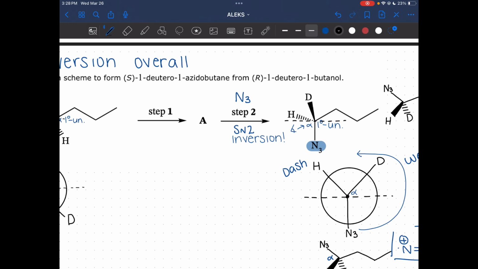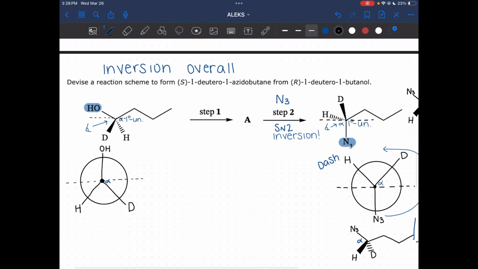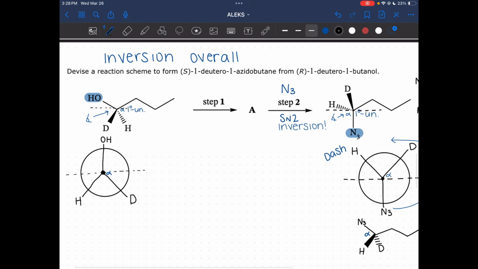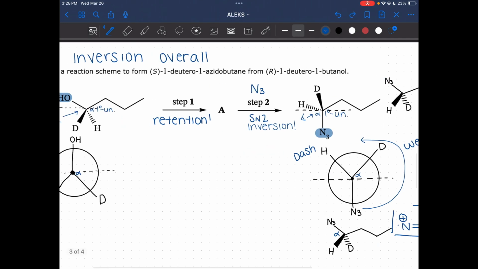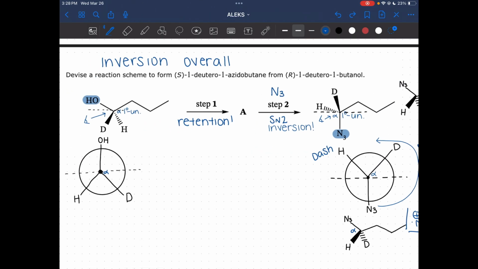So we've got that dealt with. We're basically done with that. Now again, we just have to think about what step 1 could have been. So if I know this must be retention, just so I can have some intermediate that will allow me to do an inversion with the N3 that I know I need because I see it in my final product, and still get this molecule, that's going to be something that can activate an alcohol into a good leaving group.